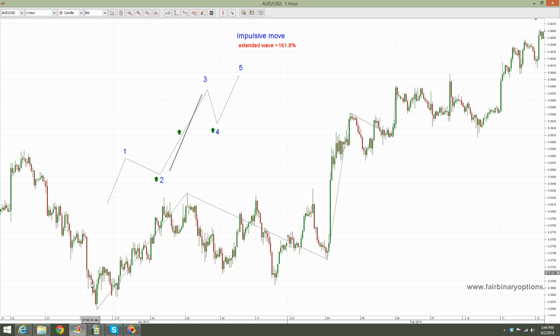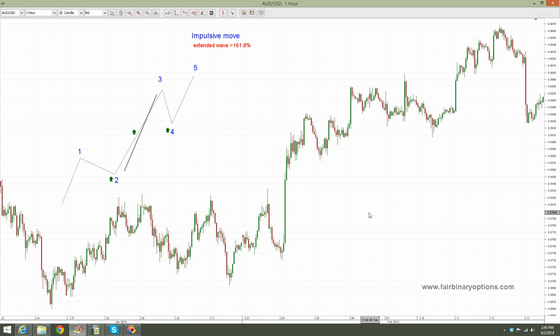Also, the first move here is channeling too well, so it looks to be a corrective wave, and this doesn't go for that move as well, and therefore this should not be considered an impulsive move. You may think of something else as being part.